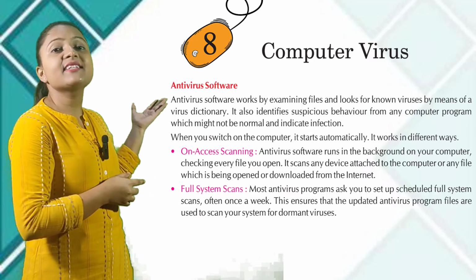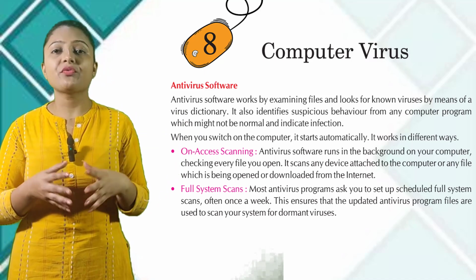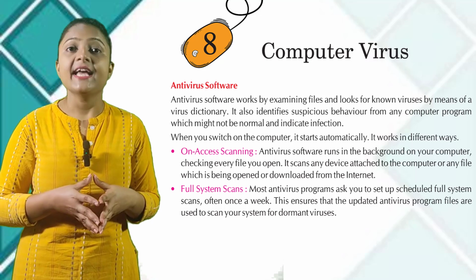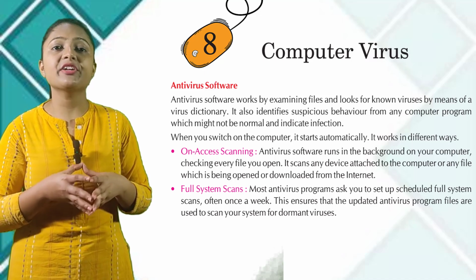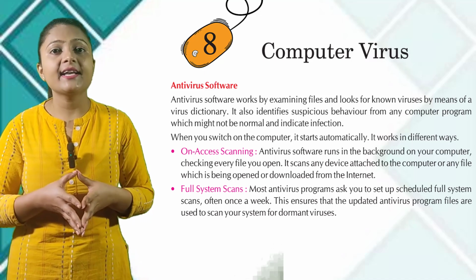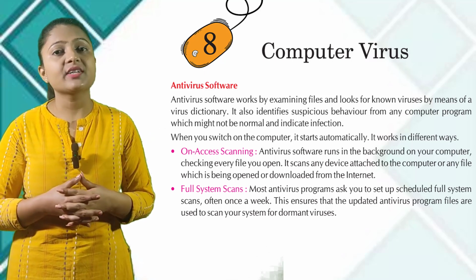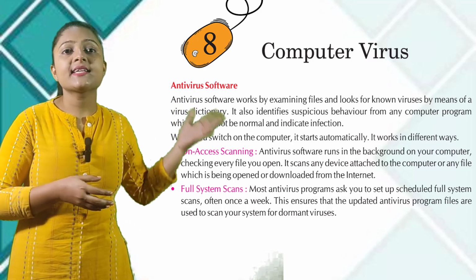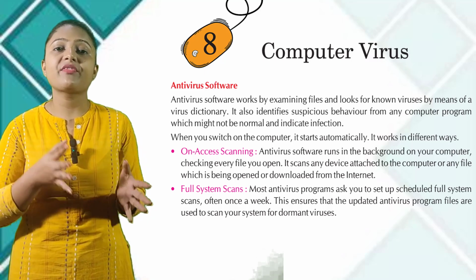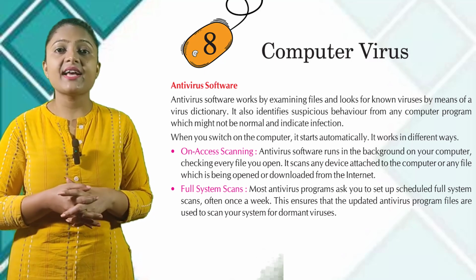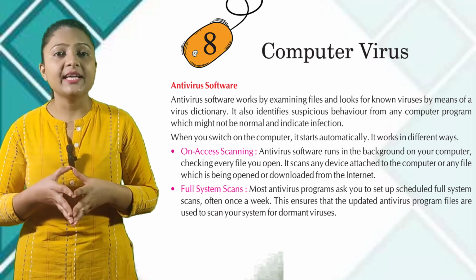Antivirus software. Antivirus software works by examining files and looking for known viruses by means of a virus dictionary. It also identifies suspicious behavior from any computer program which might not be normal and indicate infection. When you switch on the computer, it starts automatically. It works in different ways. First, on-access scanning. Antivirus software runs in the background on your computer, checking every file you open. It scans any device attached to the computer or any file which is being opened or downloaded from the internet.